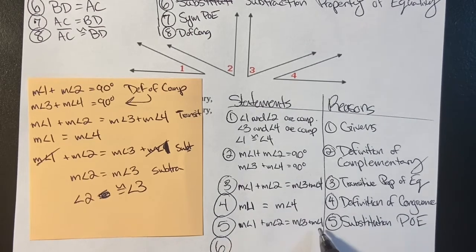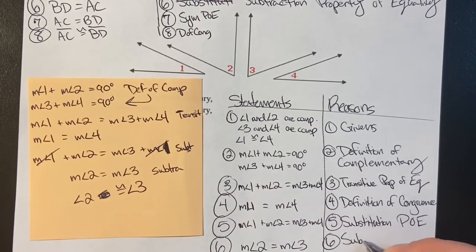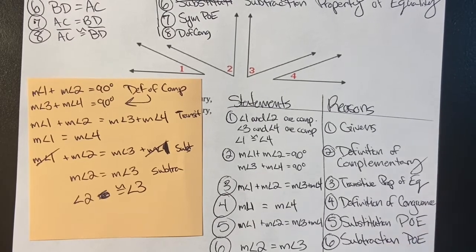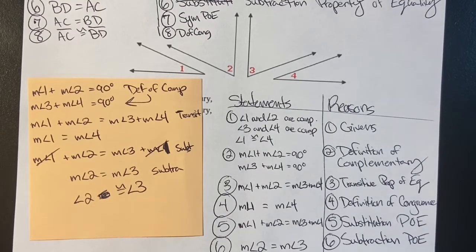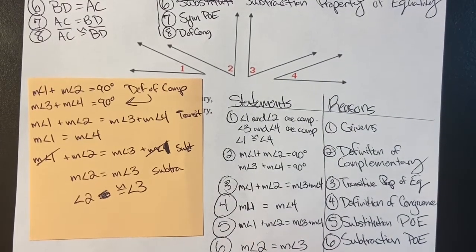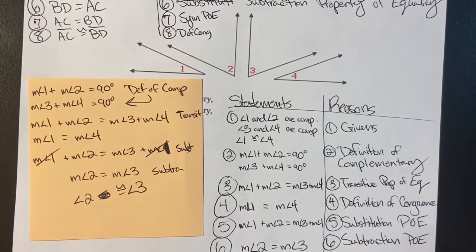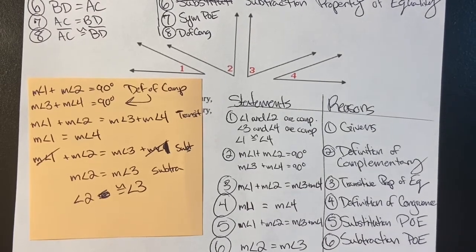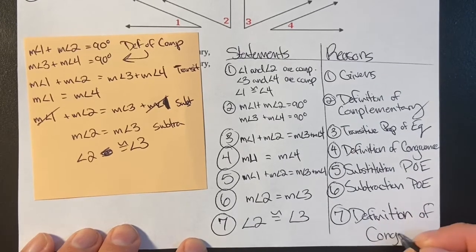So 1 and 1 cancel each other out. So the measure of angle 2 equals the measure of angle 3, and that was the subtraction property of equality. And last, but certainly not least, I can now say that angle 2 is congruent to angle 3, and that is the definition of congruence.